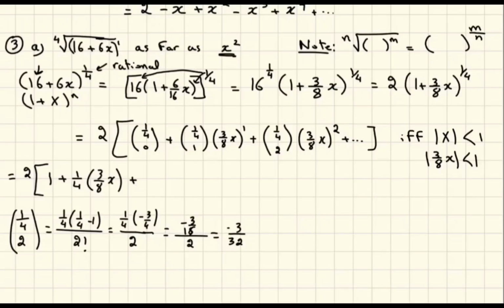So I will write now, instead of 1 over 4 C2, I will write minus 3 over 32. Now the square, we need to distribute it for the 3, for the x, and for the 8. So it becomes 9 over 64 x squared.